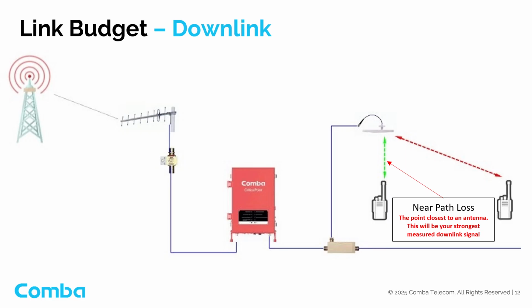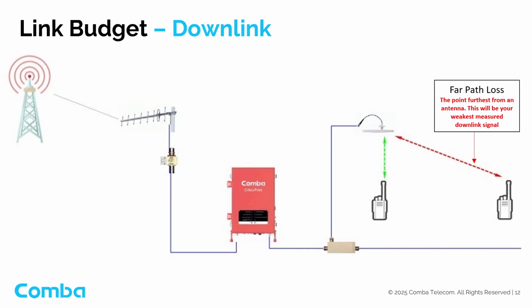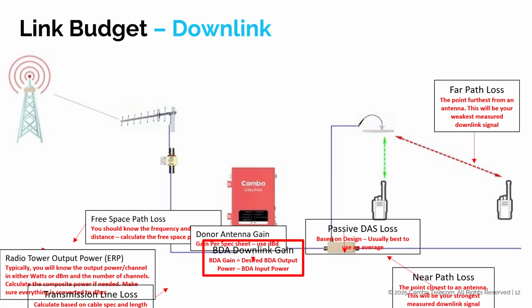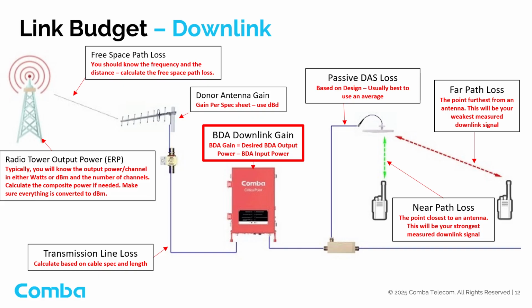The near path loss represents the loss between an indoor antenna and a portable radio located close to it, typically within 5 to 10 feet. This radio will experience the strongest downlink signal. The far path loss represents the loss between an indoor antenna and a radio located in the most distant area served by that antenna, resulting in the weakest downlink signal. The far distance depends on the building layout and system design. By determining all the values shown on this slide, you can accurately calculate the downlink link budget.